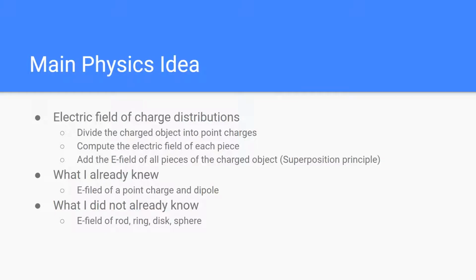The main physics idea discussed this week was that the electric field of charge distributions can be calculated by first dividing the charged object into point charges, then computing the electric field of each piece, and lastly adding the E fields of all pieces of the charged object using the superposition principle.